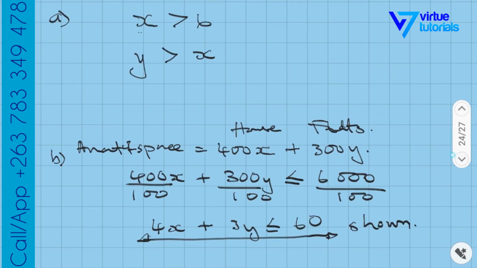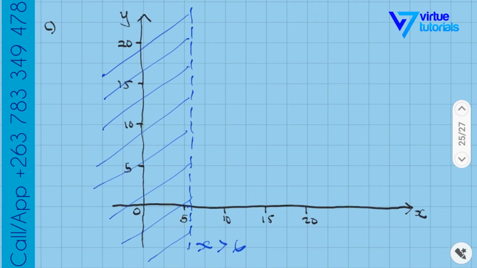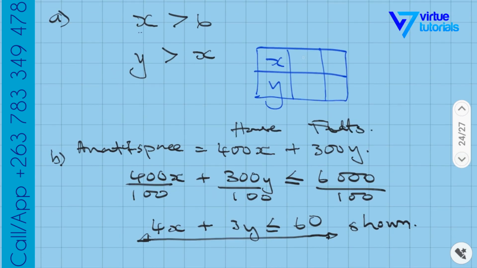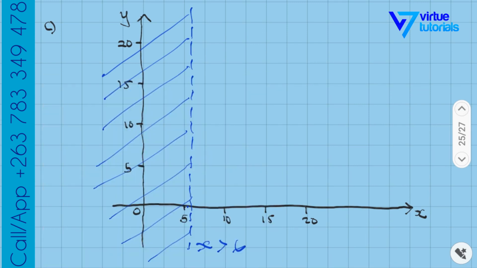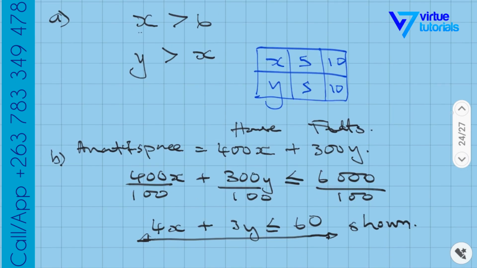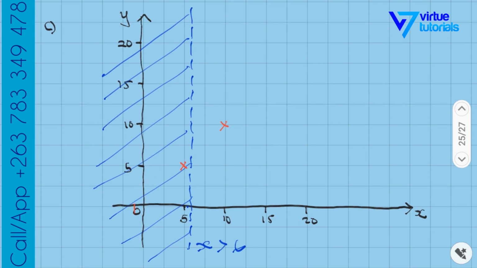Then the next thing is y is greater than x. For that one, we need a table of values. We pick two x values, and remember the values must correspond with the scale. The scale is in 5s and 10s, so I'll put 5 and 10. When x is 5, y is 5 as well. When x is 10, y is 10 as well. So 5, 5, 10, 10. It's y is greater than x, so I put a dashed line as well.